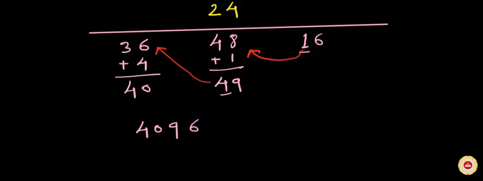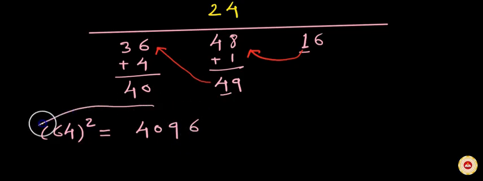We transferred 1, an extra digit, to the left side, added and got 49. Out of 49 we passed this 4, an extra digit, to the immediate left, added, and we got 40. Okay, and we have got the final answer. So 64 squared equals 4096. This is our answer.